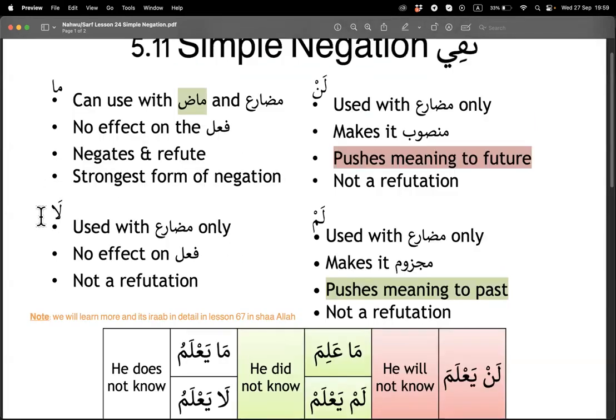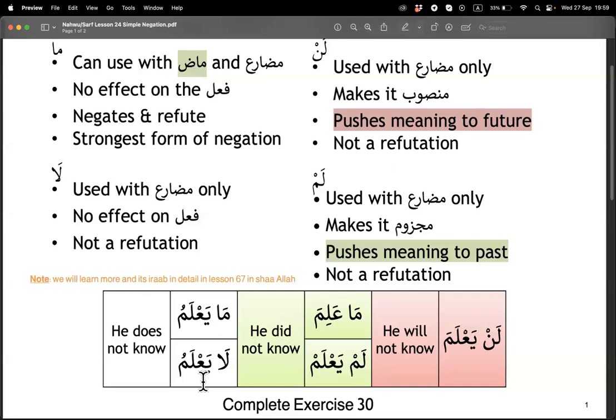Then we have la. So la we use with fi'il mudhari only. Of course, we've done this before. So la, and then we have fi'il mudhari marfu also. Then it also becomes present tense basically. Okay. And the only difference is ma is stronger. La, there's no refutation in it. So question, if we have la and then followed by fi'il mudhari but majzum, then what kind of la do we get?